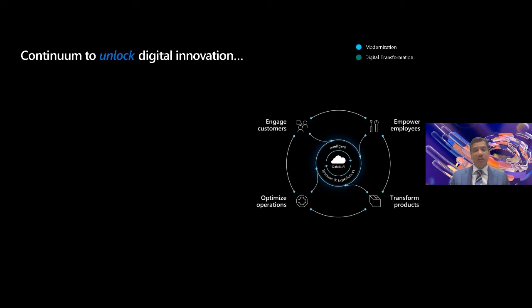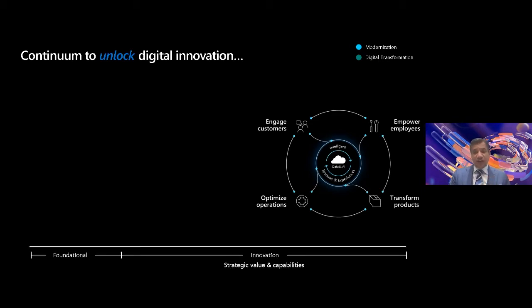How do I work with my customers? How am I making sure my employees feel empowered and have the right access to the right information at the right time? And how am I designing products that make sense for the customers that I'm working with? And finally, how am I using that information to actually optimize the way I'm looking at my operations? That's the central theme of how we look to unlock digital innovation.